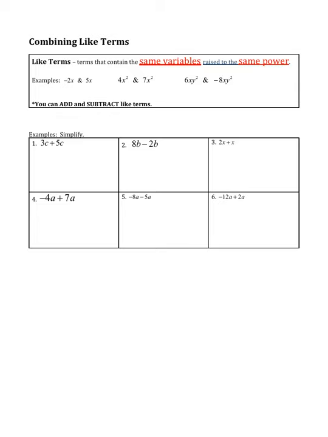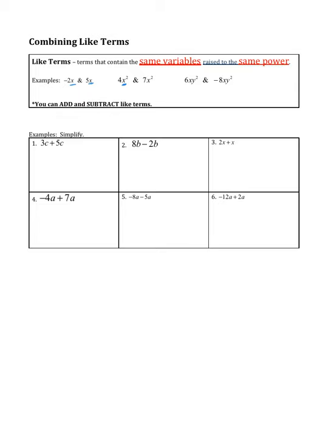Alrighty, like terms. Like terms are terms that have the same variable raised to the same power. So it's different groups of them. It's like soda cans. You do not add a Pepsi and a Coke, but you can add a Pepsi and a Diet Pepsi. Here are like terms. They both have an x raised to the first power. They are like. I can add them together.